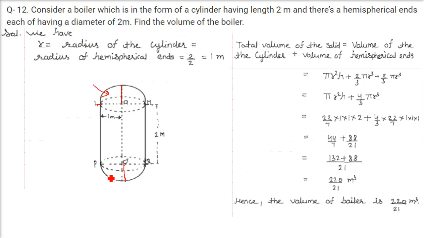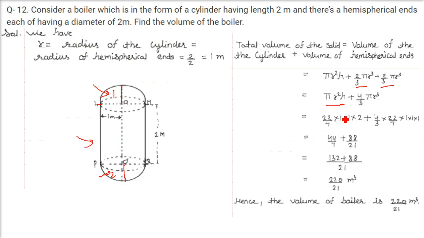So we have to take this part, and these two parts are exactly similar. So this is 2 by 3 pi r cube. The volume for the first and second part is 2 by 3 pi r cube. So 2 by 3 pi r cube, 2 by 3 pi r cube, that is 4 by 3 pi r cube. And how about this cylindrical part?